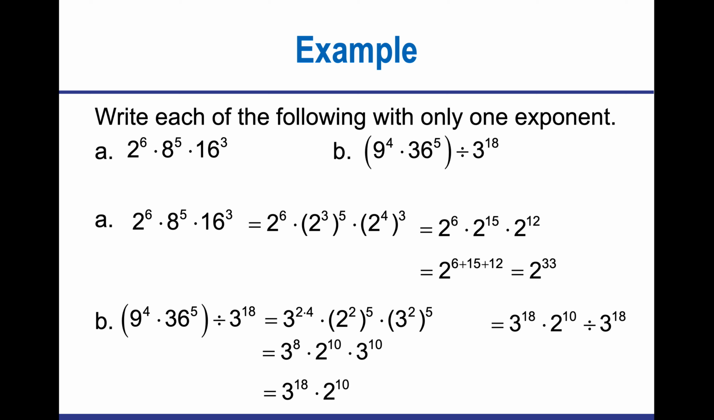I see what they did here. Then I'm going to get 2 to the 10th, because if I have 3 to the 18th divided by 3 to the 18th, I would subtract and it would be 0. So that's why it's going to be 2 to the 10th. Here what we did was 2 squared is 4, so that's not a typo. And 9 is 3 squared.